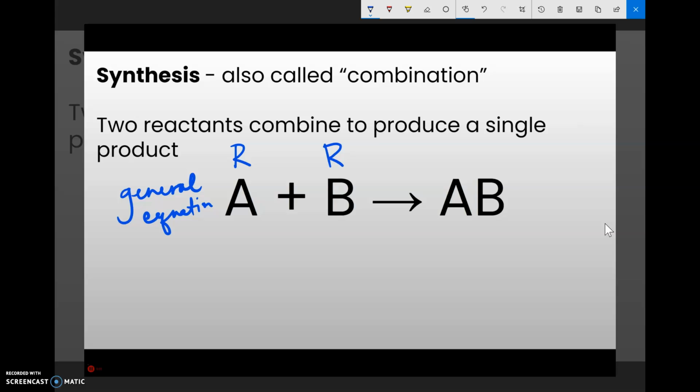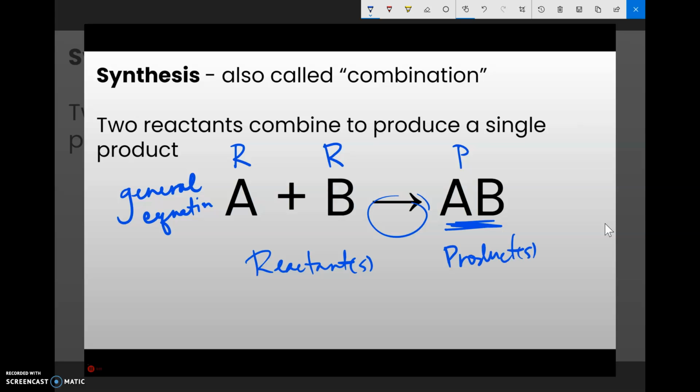A lot of times these are both just single elements, or they could be a diatomic. They could even be a compound, but then what's happening is you've only got one single product right here. Okay, remember that anything to the left of this arrow is considered a reactant. Anything to the right of the arrow, you're dealing with a product. Okay, but this is synthesis.